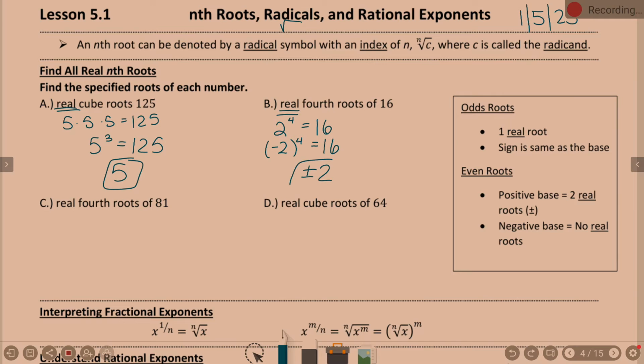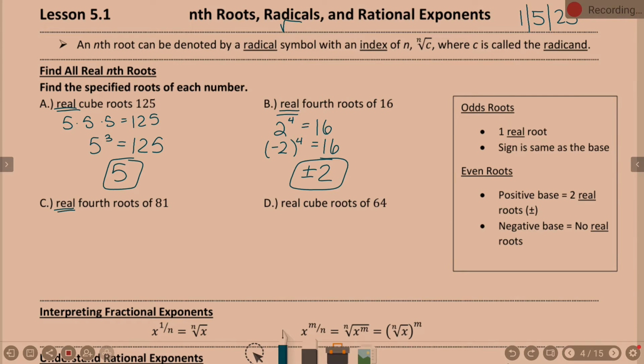I'm going to write mine as plus or minus 2. If you wrote it as 2 comma negative 2, is that correct? Yes. I will say when I practiced in the homework, Savas was willing to accept plus or minus. So that would be something to be aware of there. Okay, so real fourth roots of 81. What are you thinking?